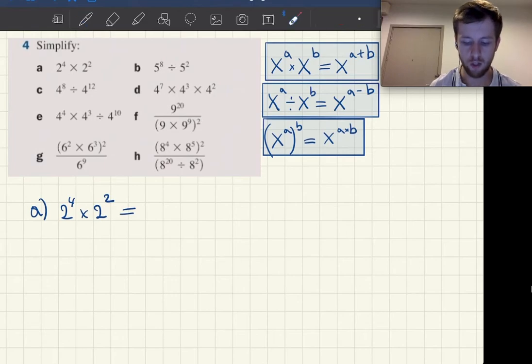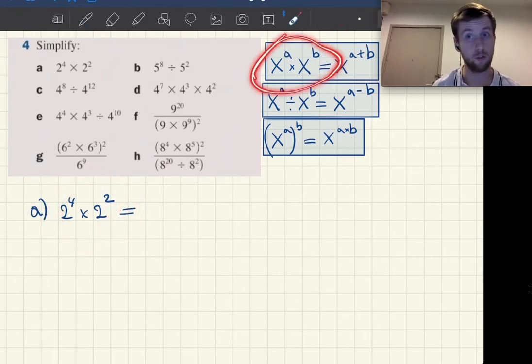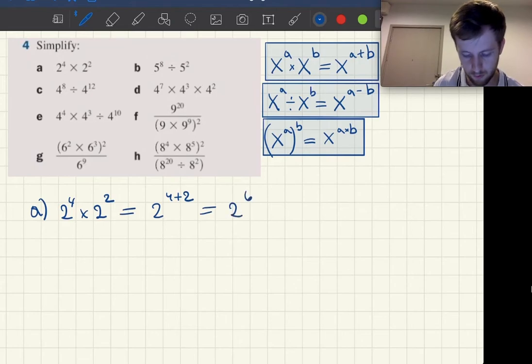And now we have to look at what it reminds you of. It probably should remind you of this law, right? So it's equal to 2 to the power 4 plus 2, which is equal to 2 to the power 6.